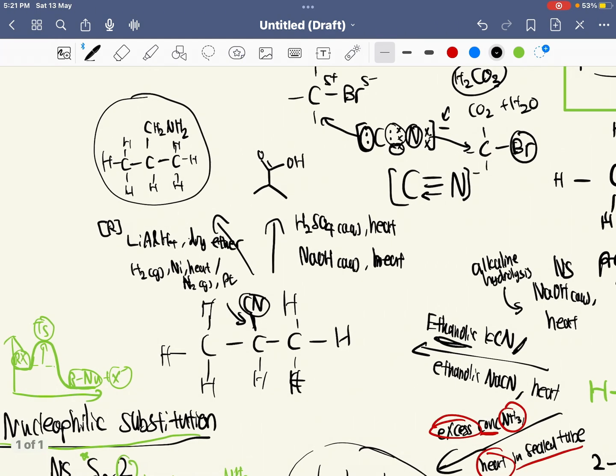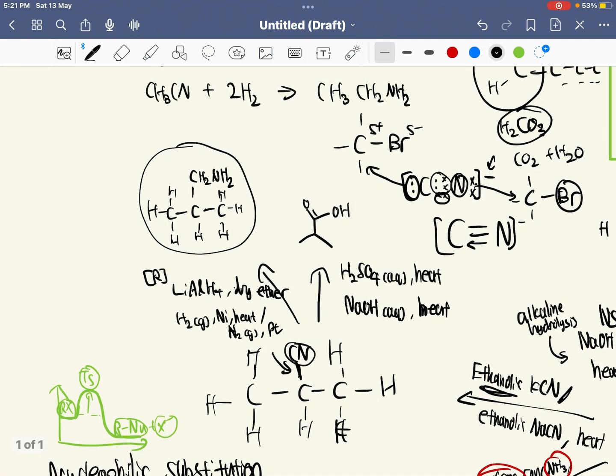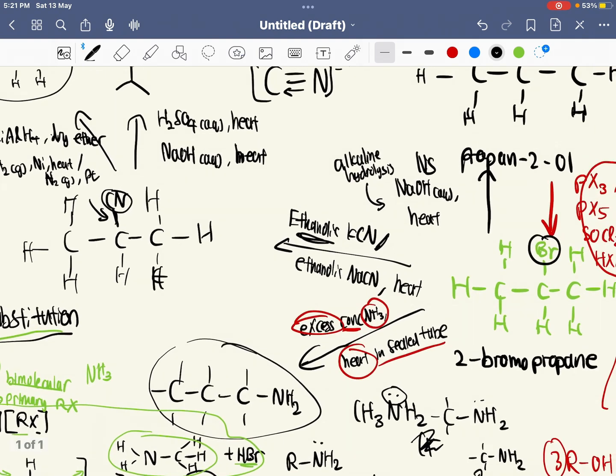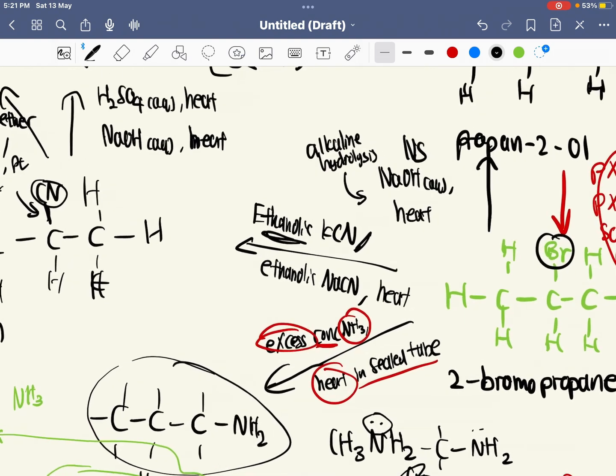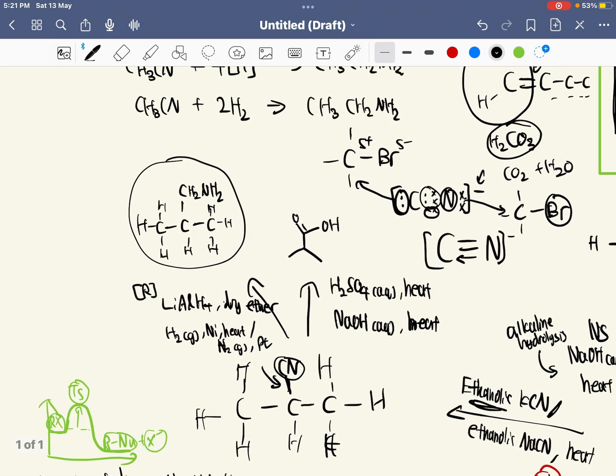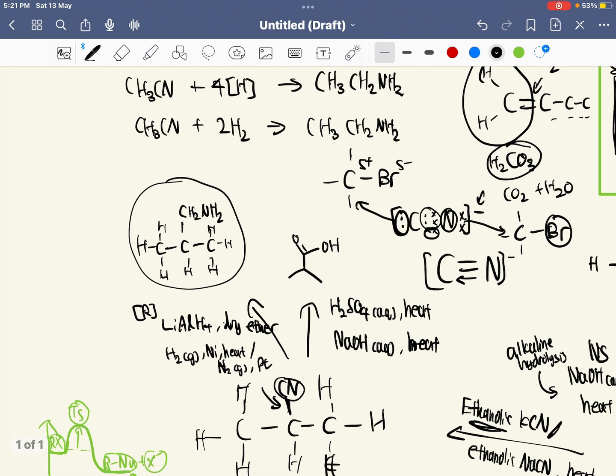Okay, so there's also the reduction reaction of my CN to a primary amine, so it's possible. There are actually two ways of forming a primary amine. We can either use excess concentrated NH3, heat, in a sealed tube, or we can go by the CN route. For this, we have two possible reagents and conditions: first is reduction, second is using hydrogen gas.